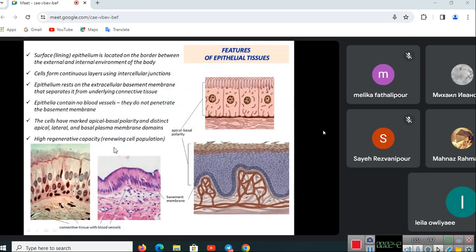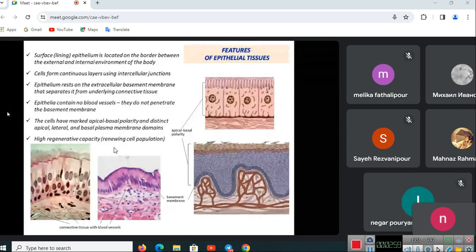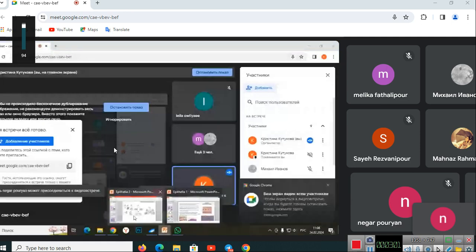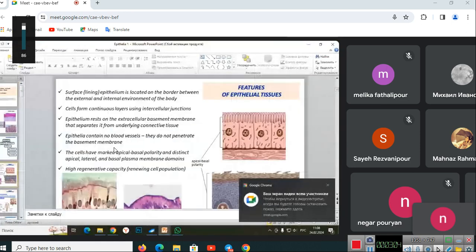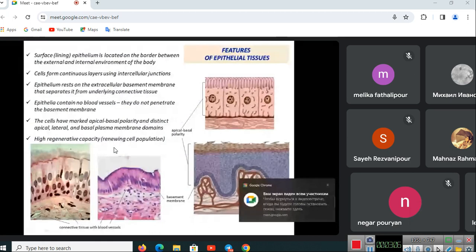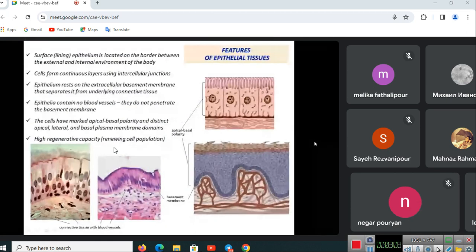All the epithelial tissues have specific features, which you can see here. This is also very important because these features can point to that you see exactly the epithelial tissue. For example, during the colloquium, the professor can show you some tissue and you should decide is it an epithelium or not, according to specific features of this tissue.